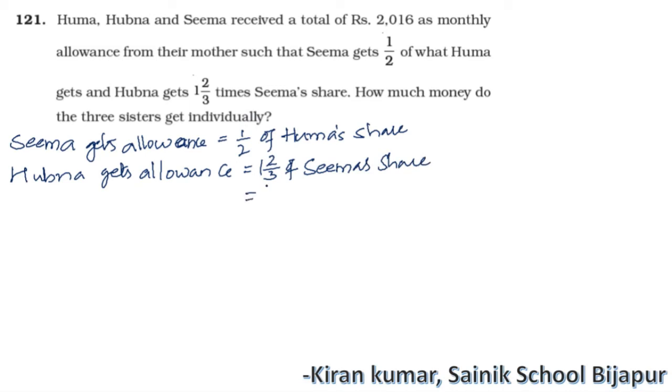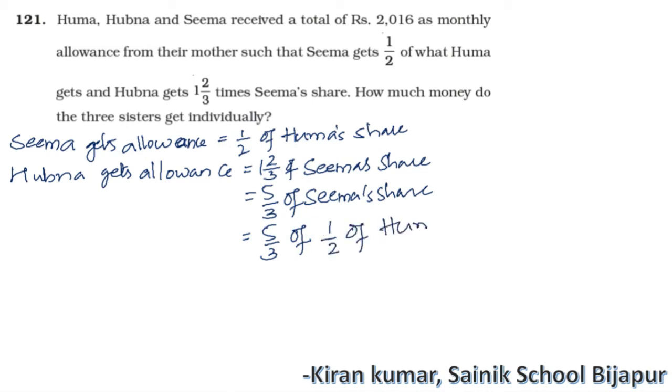This 1 1/2 I can express as an improper fraction, that is 3 by 2 of Seema's share. This will be equal to 3 by 2 of, they have given Seema's share as half of Huma's share, so it is 1 by 2 of Huma's share. We can understand that the operation of is multiplication, so 3 by 2 multiplied by 1 by 2 is 3 by 4 of Huma's share.